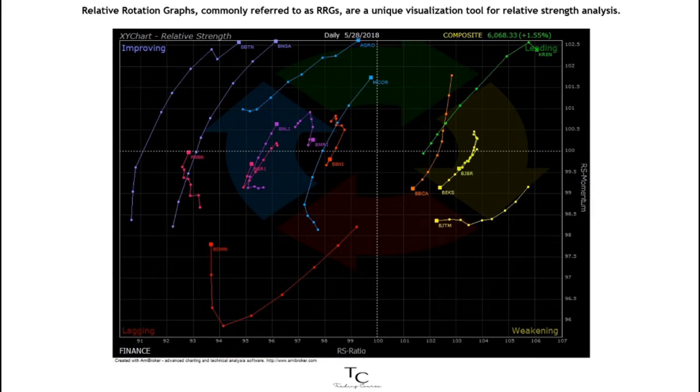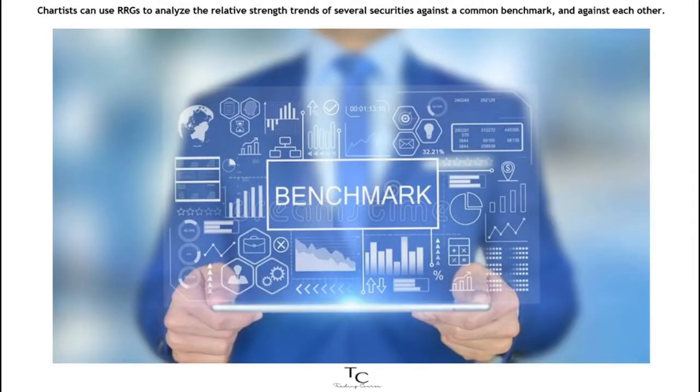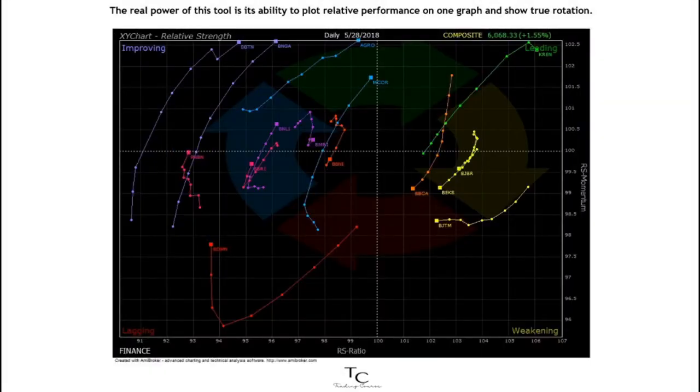Relative rotation graphs, commonly referred to as RRGs, are a unique visualization tool for relative strength analysis. Chartists can use RRGs to analyze the relative strength trends of several securities against a common benchmark and against each other. The real power of this tool is its ability to plot relative performance on one graph and show true rotation. We have all heard of sector and asset class rotation, but it is hard to visualize this rotation sequence on linear charts.